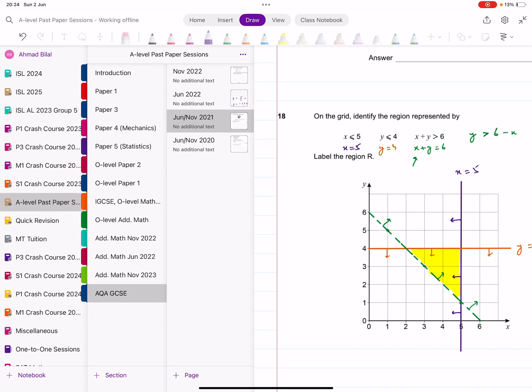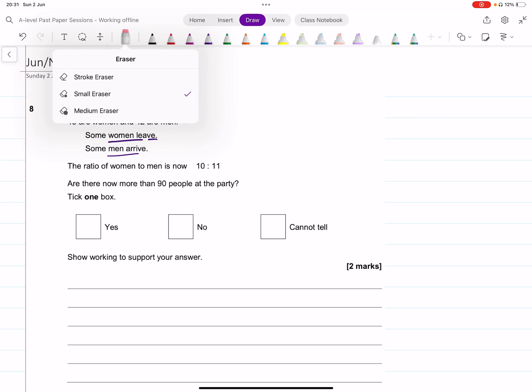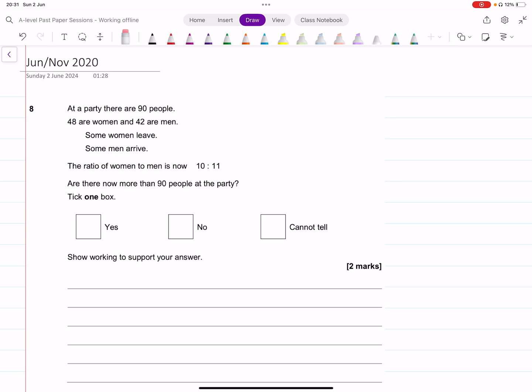Now, the last one that we want to do is November 2020. Let's have a look at this now. Okay, let's try this. It says at a party there are 90 people, 48 are women and 42 are men. Some women leave, some men arrive. Okay, so there are 90 people in total, 48 are women and 42 are men. Some of the women are leaving, some of the men are arriving. The ratio of women to men is now 10 to 11. Are there now more than 90 people at the party? Show your working to support your answer.